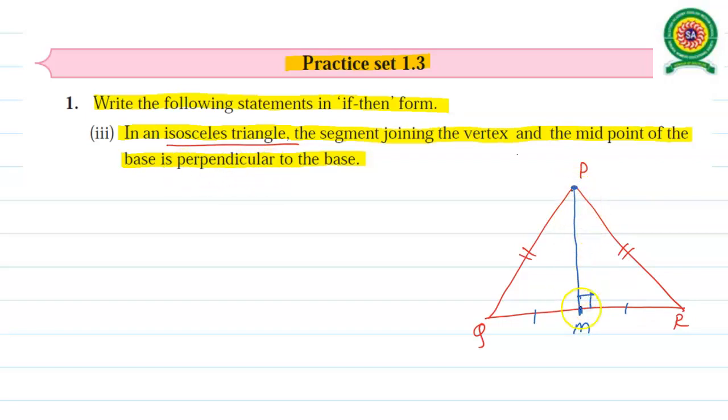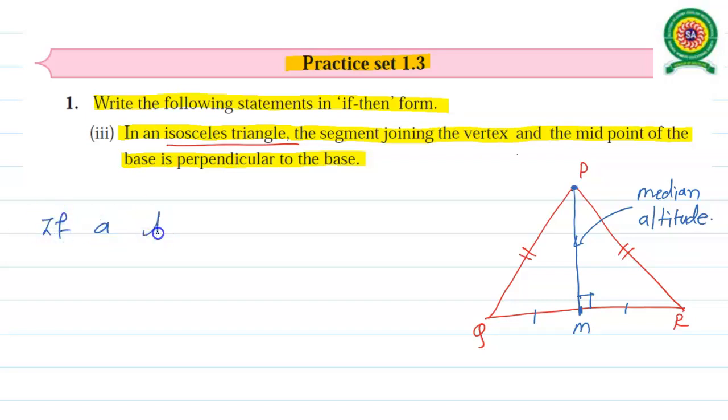So it is the median as well as the altitude ultimately. I am putting the name: it is the median as well as altitude for the given isosceles triangle. Now look once carefully how to form the if-then statement of the given mathematical statement.